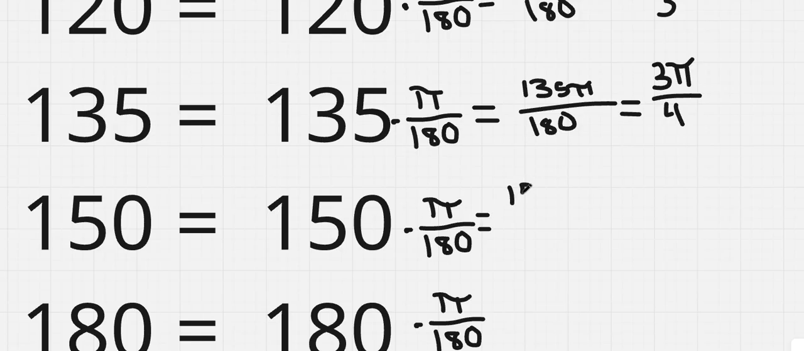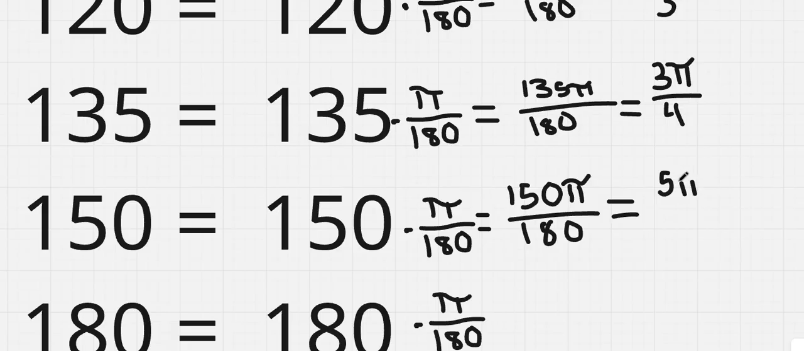The next is 150 degrees. 150 degrees converted to radians is equal to 150 pi over 180. The greatest common factor of 150 and 180 is 30. 30 goes into 150 5 times. So that's 5 pi. And 30 goes into 180 6 times. So if we count by 30, 30, 60, 90, 120, 150, that's 5 times. And then 180, that's 6 times.